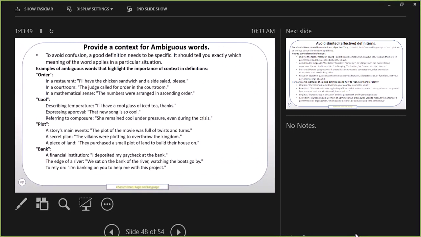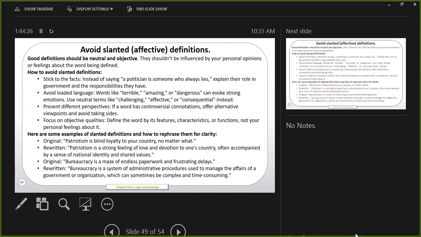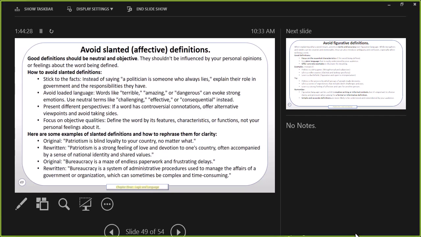Provide context for ambiguous words. A good definition should provide context for ambiguous words. The words order, cool, plot, bank, they are all what? Ambiguous. They are all ambiguous words, right? So a good definition should provide context by using a bracket or by using an inverted comma. When you notice an ambiguous word, use a bracket or parenthesis or inverted comma to indicate the context, which context is being used in particular situations, right?